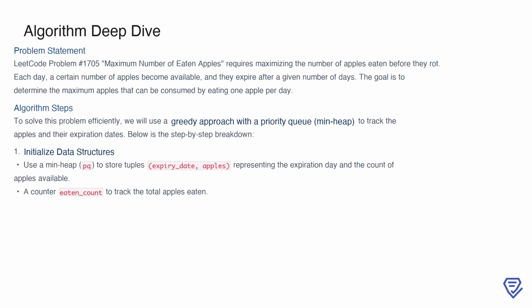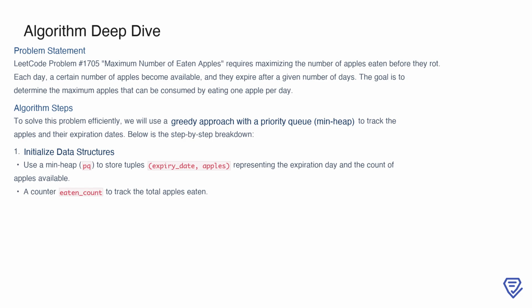In this problem, we aim to maximize the number of apples eaten before they rot. Each day, a certain number of apples become available, and each batch comes with an expiration period specifying how long those apples stay fresh. The key challenge is to determine the maximum number of apples that can be consumed, given the constraint of eating only one apple per day.